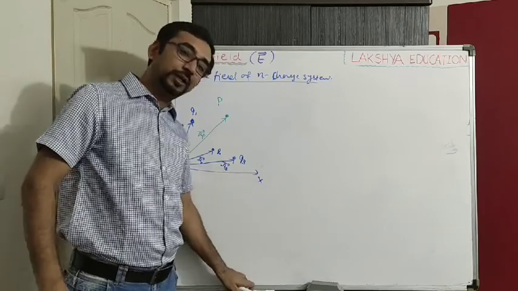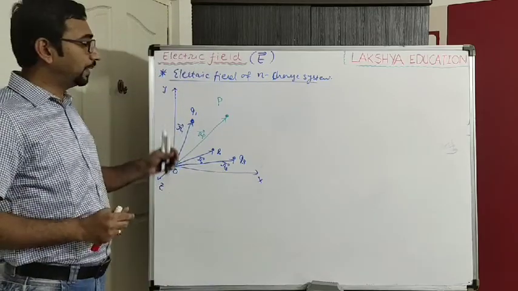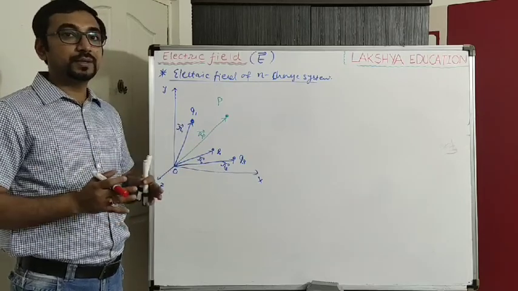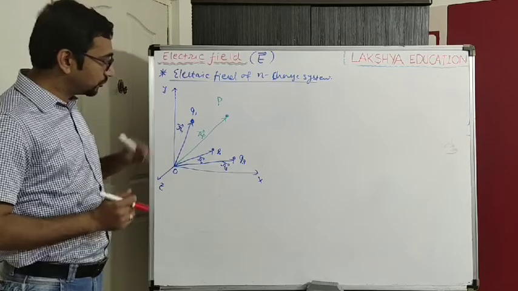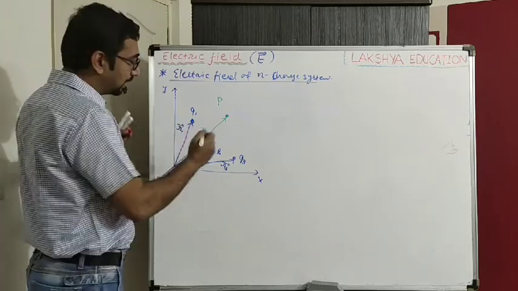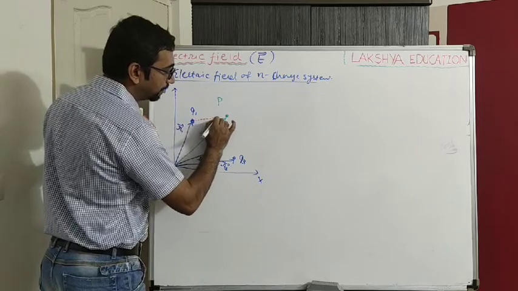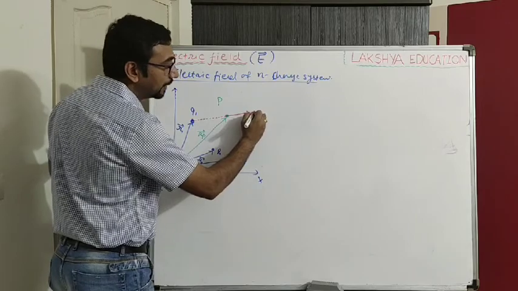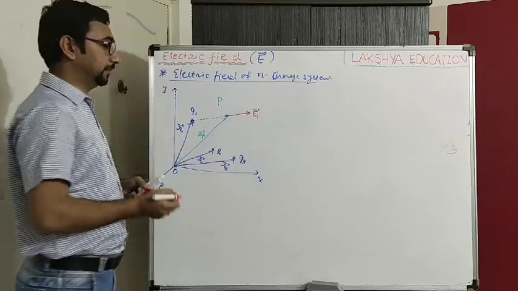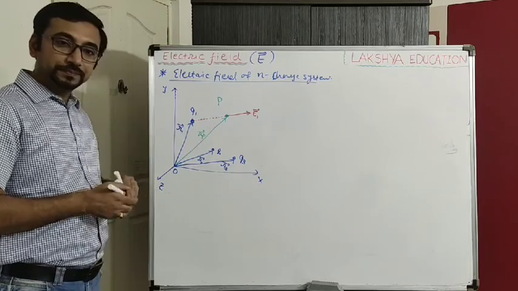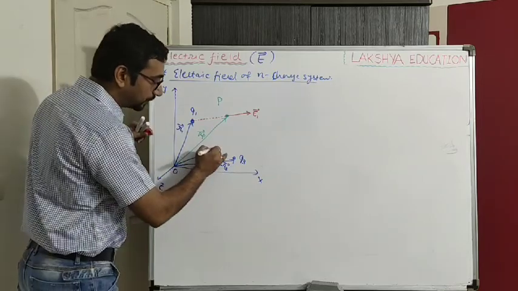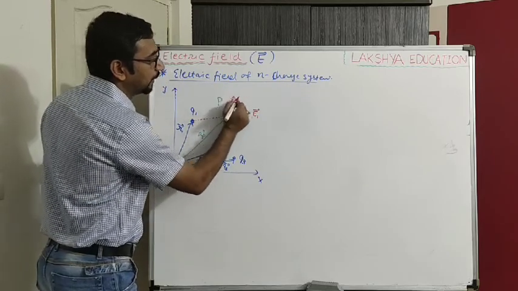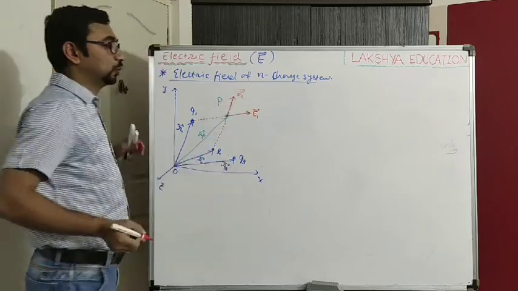Now electric field is a vector quantity. So what we have to do is find the electric field produced by each and every charge, and then add them, and the addition will be in vector form. First, the first charge will produce an electric field in this direction. Suppose we write this electric field as E1. Similarly, the second charge will produce an electric field in this direction. This is the electric field produced by the second charge, E2.